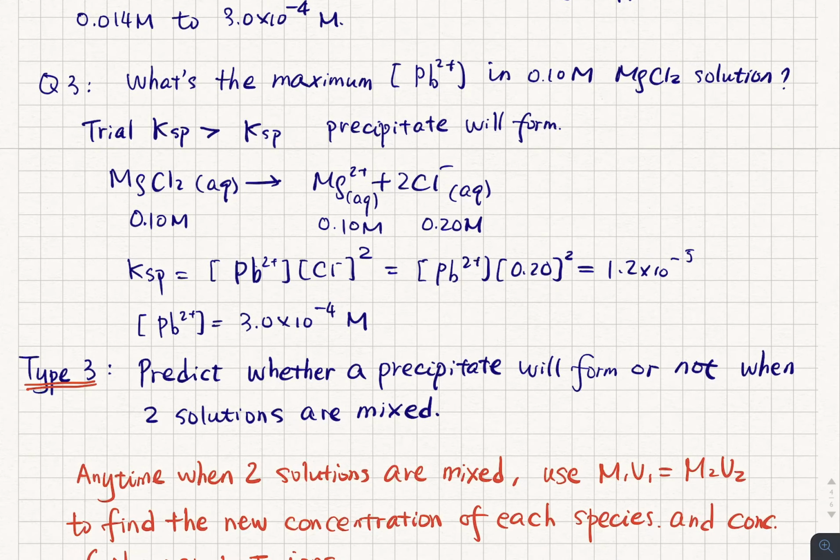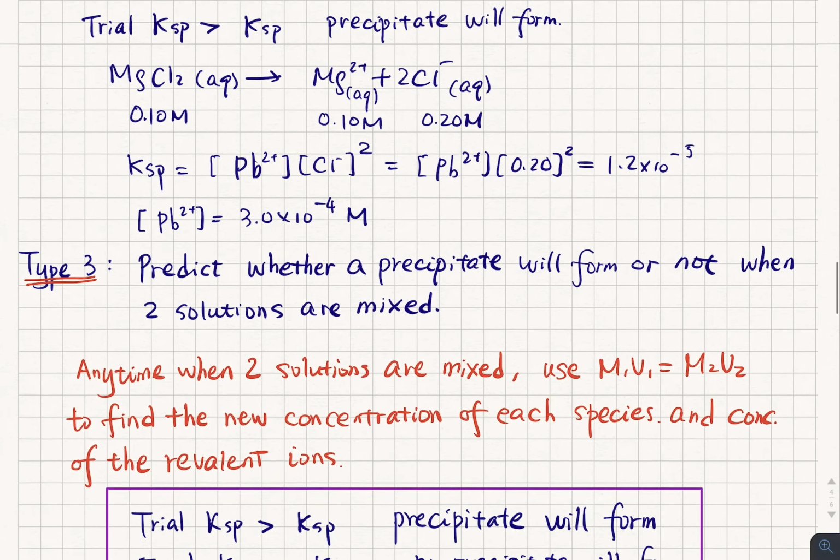This lead concentration is the borderline concentration. Once the lead concentration is greater than this concentration, then the trial Ksp will be greater than Ksp. In that case, a precipitate will start to form.